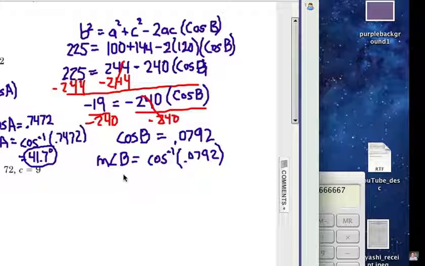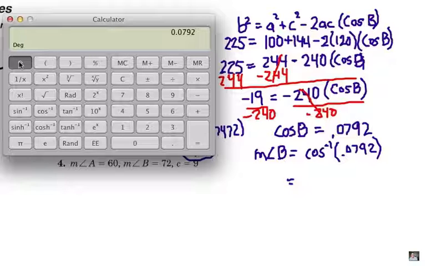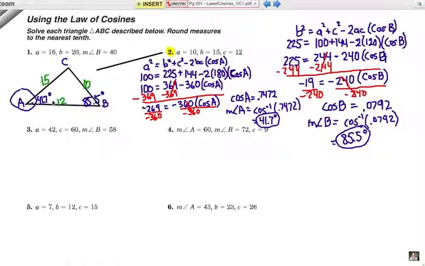All right, let's get the calculator in here and work this out. All right, input the value, 0.0792, and look for cosine minus 1. If you don't see it, look for the shift, inverse, or second function key. There it is, cosine minus 1. What angle gives us that value? 85.457. Let's call it 85.5. All right, angle B written in my diagram right there.